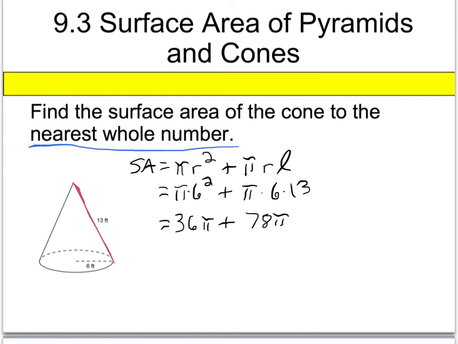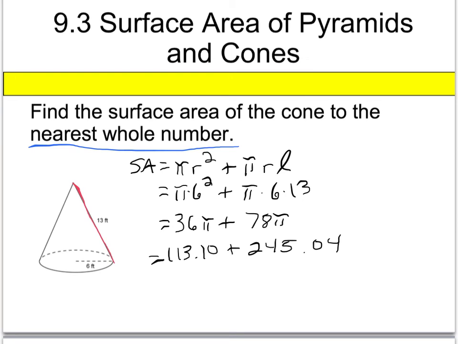Again, I like to use the pi. Don't multiply times your pi until the very end. I am going to make sure I get the nearest whole number. I'm going to round my answer to the nearest hundredth to begin with, just to be safe. But my answer is going to be to the nearest whole number. So when I take 36 times pi, I get an answer of 113.10. I need to add that to 245.04, because that is what 78 times pi is.